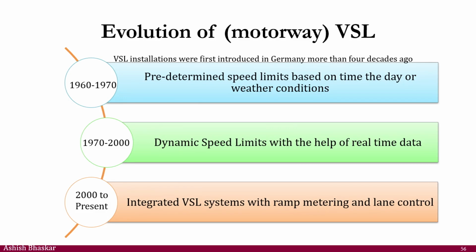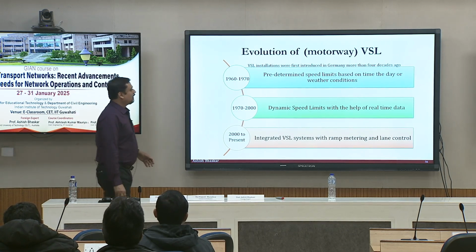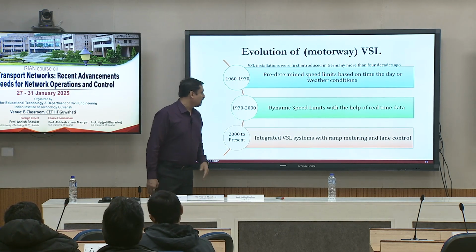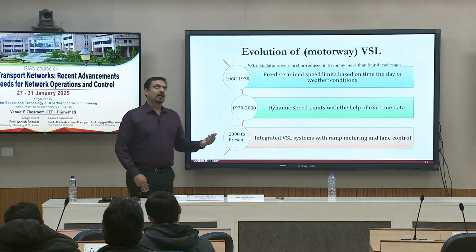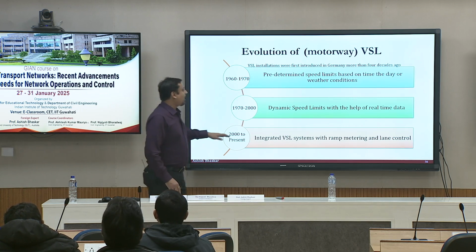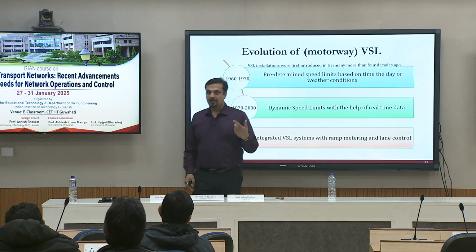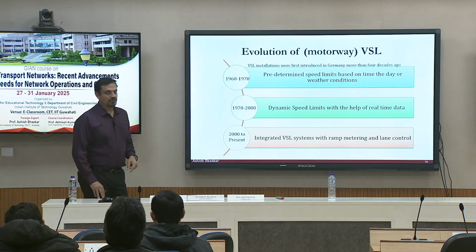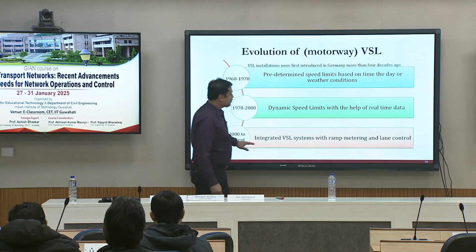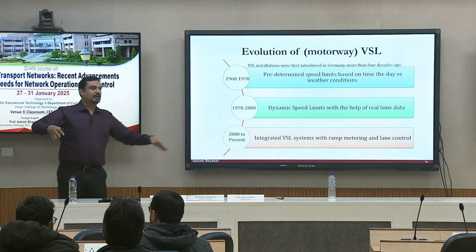So this kind of VSL has been there for long. It's not something which has just emerged. Even in Germany it was there quite early, in the 1960s and 70s. From the 1970s and 2000 onwards, around 2005, a lot of work was done in this space to understand how VSL can dynamically adapt the speed with respect to the real-time data that you have. You make decisions based on the data set that is available to you. And then later on, a lot of research was also done to integrate VSL with ramp metering. Don't work them separately, work them together.